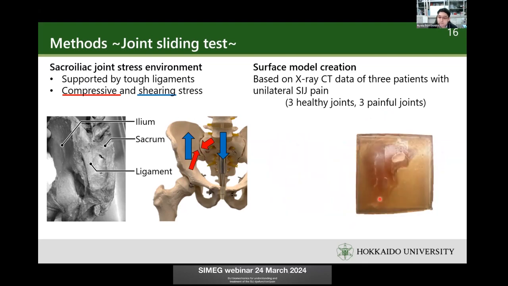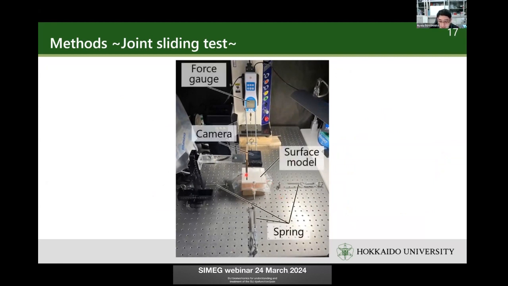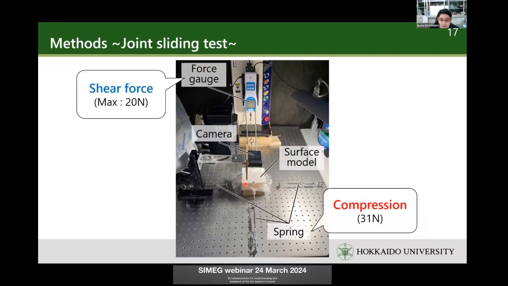Then we put the sacrum side onto the ilium side, apply the force and record the displacement. This is the testing environment. Here is a surface model, and I apply springs for the compression, and the force gauge applies shearing force to the surface model, and the camera records the displacement.